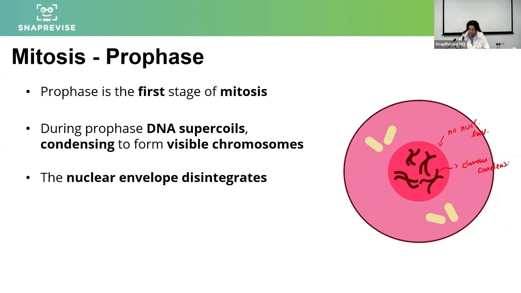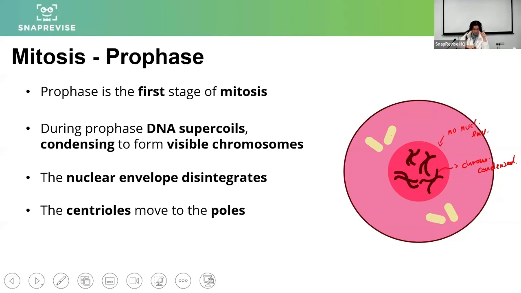What's another thing that happens? The centrioles move to the pole. So these here are the centrioles. If you don't remember what they are, revise your chapter on cell structure. Centrioles are those two little organelles that duplicate and they move to opposite poles of the cell at the start of cell division, at the start of mitosis.